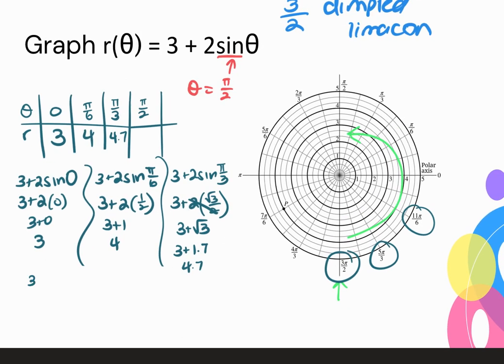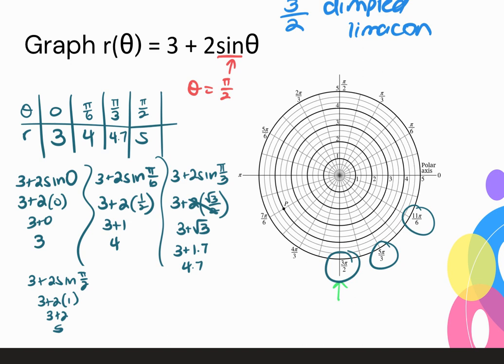And then 3 plus 2 sine pi over 2. What's the sine at pi over 2? No, 1. You're doing over 4. Yeah. That will be your biggest point because 1 is the biggest value you can get for sine. So the A plus the B is going to be the biggest point you could get for your radius. All right, so now I'm going to plot these.